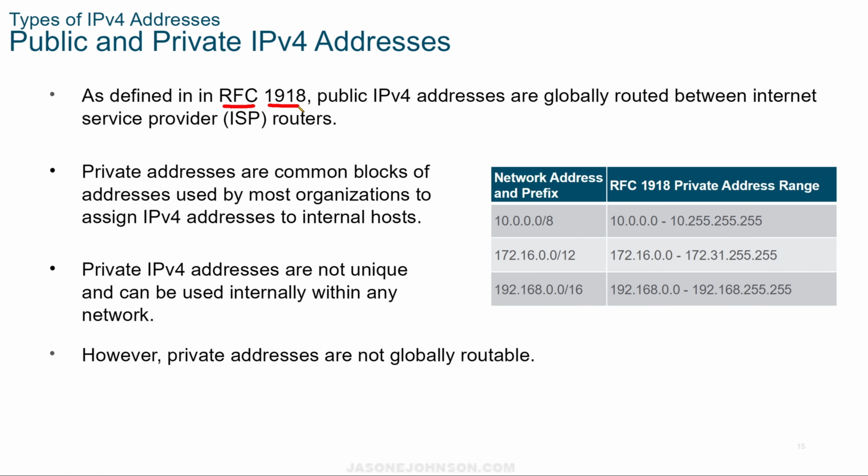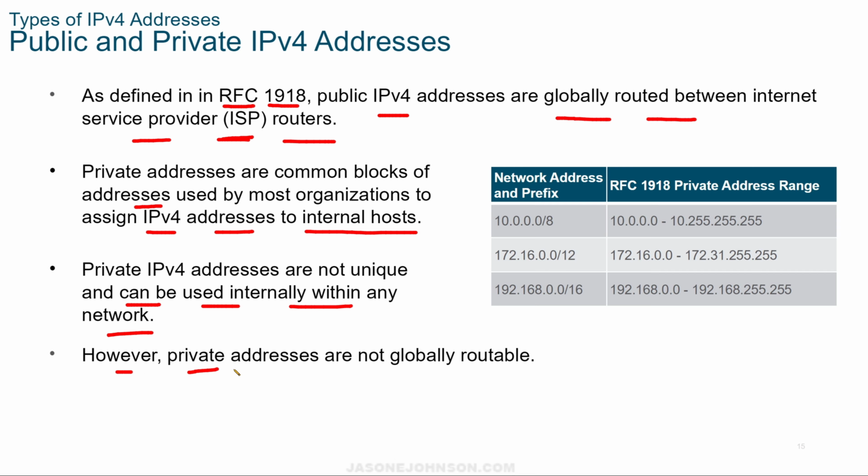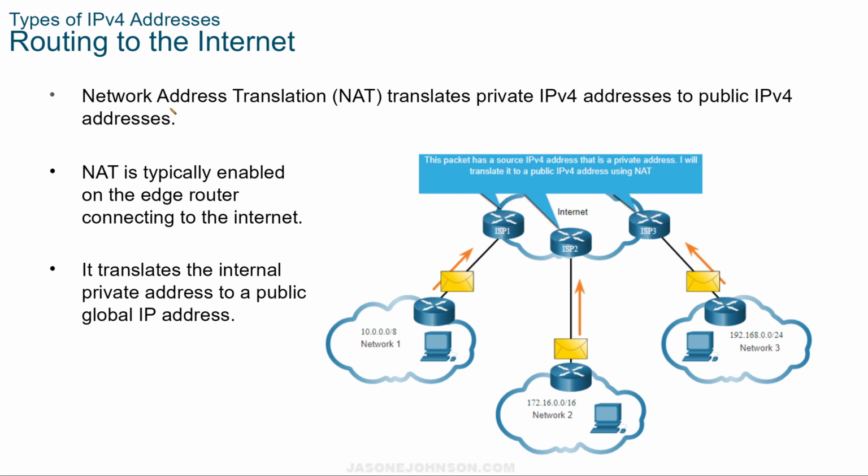When we look at RFC 1918, public IPv4 addresses are globally routed between Internet Service Provider routers, or ISP routers. Private addresses are common blocks of addresses used by most organizations to assign IPv4 addresses to internal hosts. Private IPv4 addresses are not unique, and they can be used internally within any network. However, private addresses are not globally routable. If we're going to route to the internet, we need to do Network Address Translation, or NAT. That translates private IPv4 addresses to public IPv4 addresses.